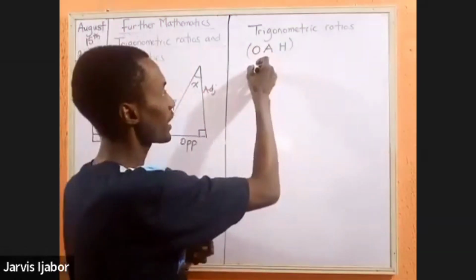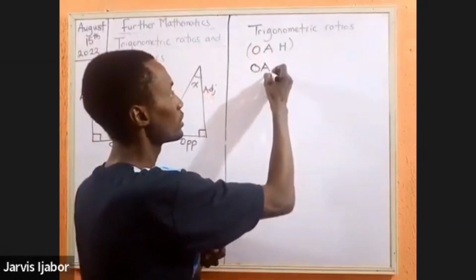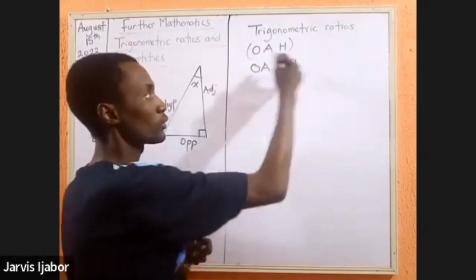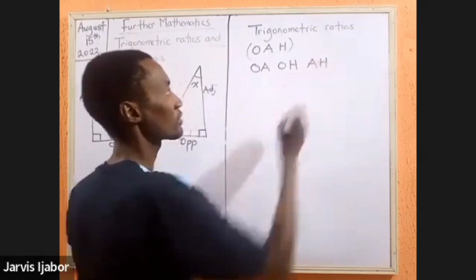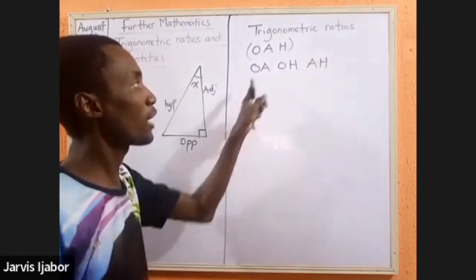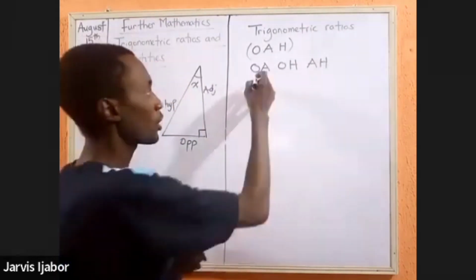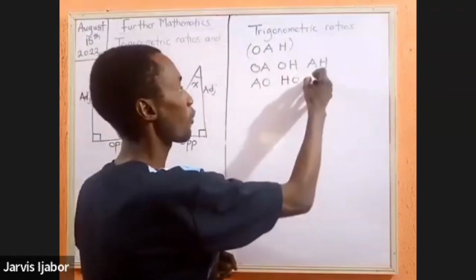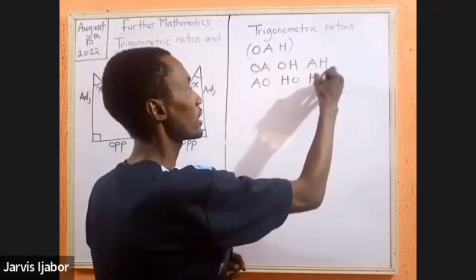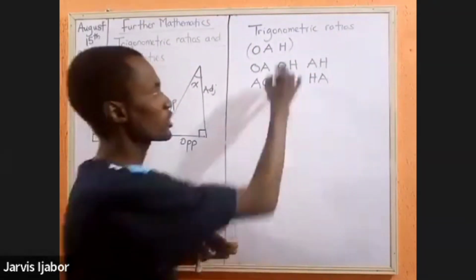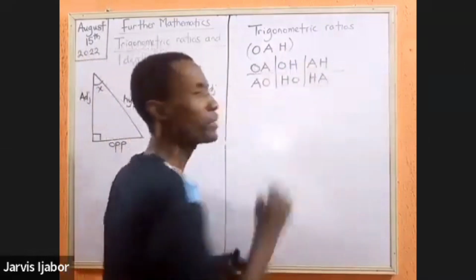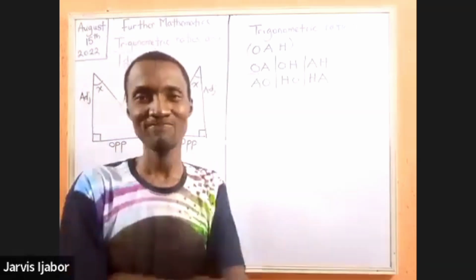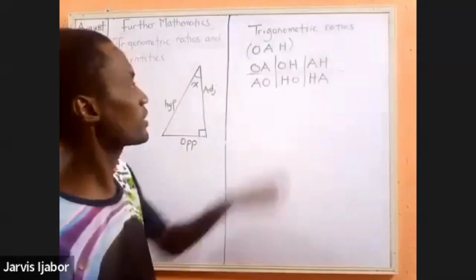Now, let's look at this. You can have O with A, you can have O with H, you can have A with H. Now, you can also flip this to become A with O, H with O, and what? H with A. This iteration already suggests to me that there are 6 types of trigonometric ratios.